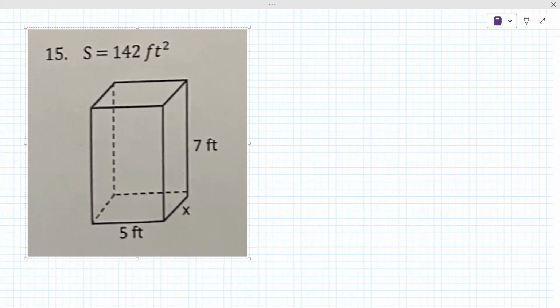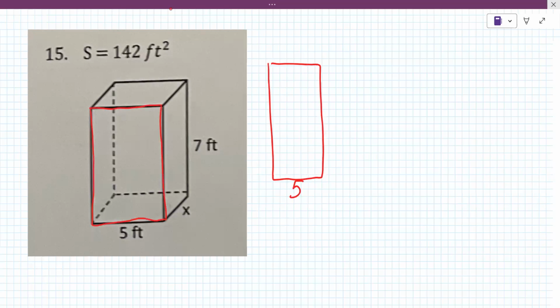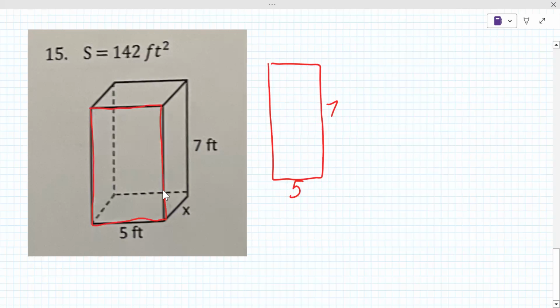All right, so the problem here says to solve for x given the surface area of the prism in this problem. So we're going to do the same thing that we did in the previous problem. We're going to identify the different faces. So see how there's a face here in red, and it's 5 and 7. Why is the height 7?